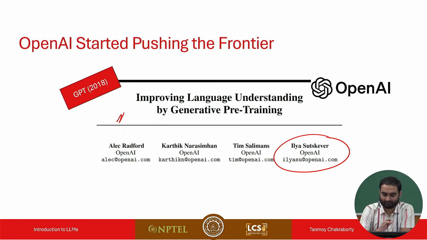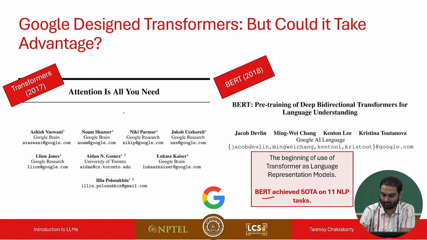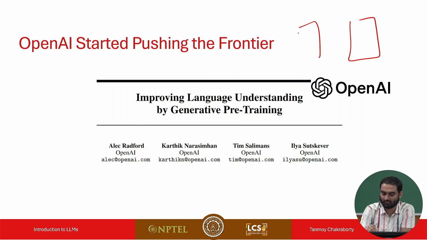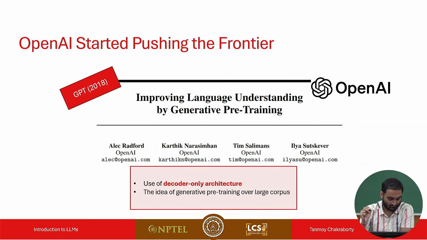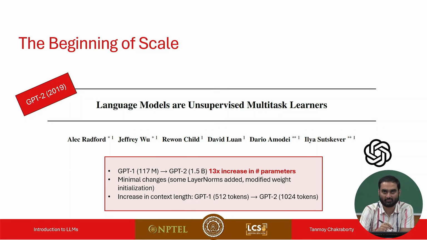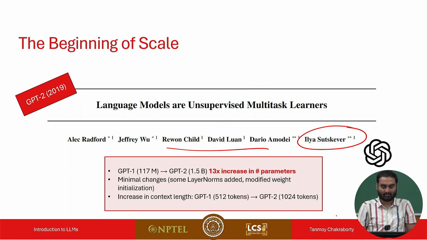In this paper, they only focused on the decoder part. Remember, BERT was only based on the encoder layer. GPT only focused on the decoder part. So 2018, and just one year after that, in 2019, GPT-2 was introduced. The same set of people. The beauty about GPT-2 is that the architecture is more or less the same. It's a decoder-only model, but the parameter size jumped from 117 million to 1.5 billion, a 13x increase. And the context length, the length of the input that the model can process, is now 1024 tokens. Earlier it was 512 tokens.